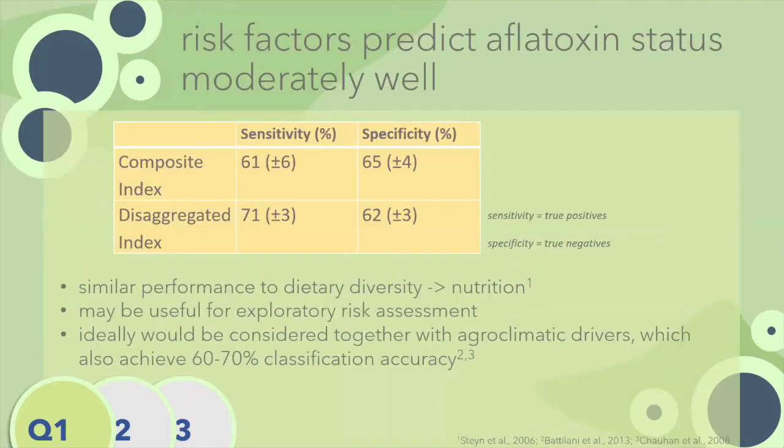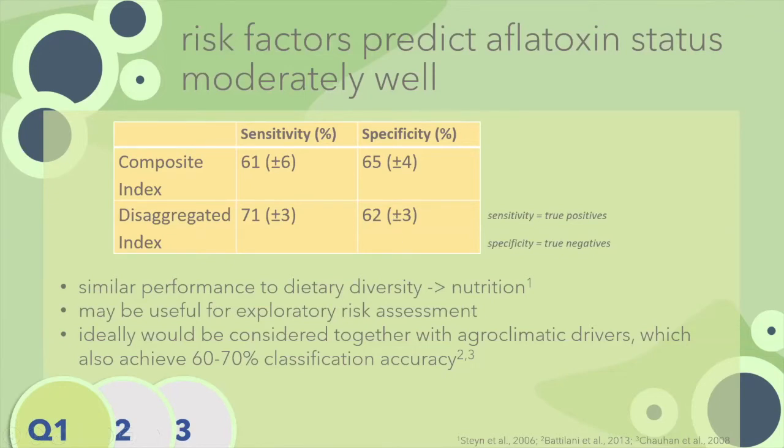So what we found in a repeated five-fold cross-validation is that both the composite and the disaggregated scores predicted aflatoxin detection status in these households moderately well. We achieved 61% sensitivity or true positive rates and 65% specificity or true negatives using the composite summative score, whereas the disaggregated score, which modeled all four as separate covariates, was able to increase the sensitivity by 10 percentage points compared to the composite score, whereas the specificity was statistically unchanged.